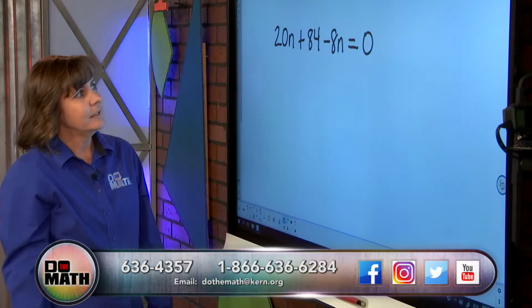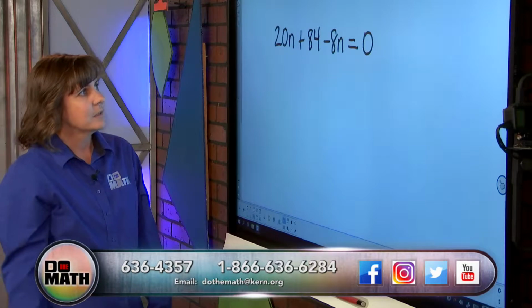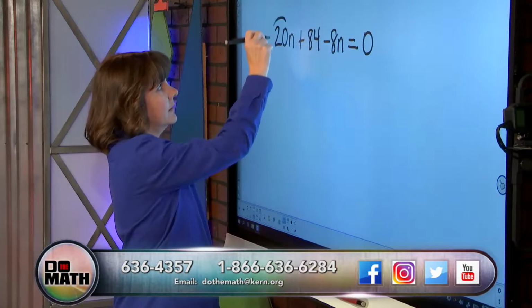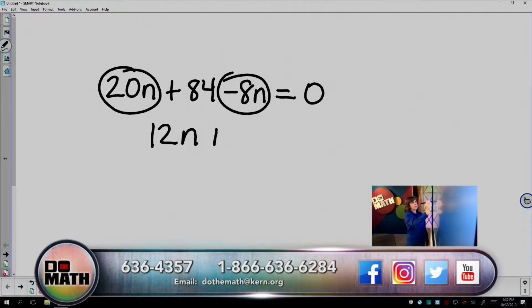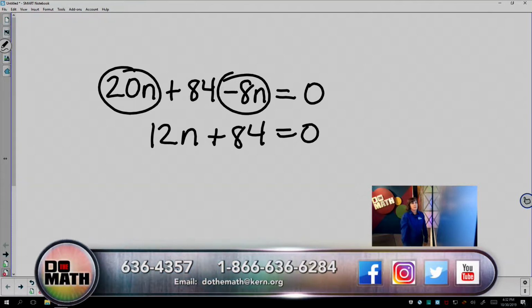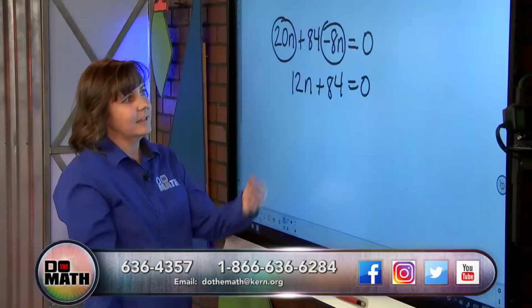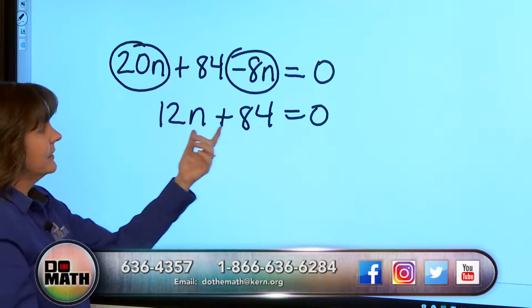Okay, so if we start off and we notice there isn't any parentheses, so we don't have to do distributing. So we're going to go ahead and combine our like terms. So we're going to combine our 20n with our negative 8n, and that will give us 12n plus 84 still there equals 0. And then from there, we're trying to figure out what goes here so that when you multiply it by 12, and then it adds to 84, it has to equal 0. That kind of gives me an idea that that's probably something negative because 84 is already above 0, and I have to make it decrease by some amount.